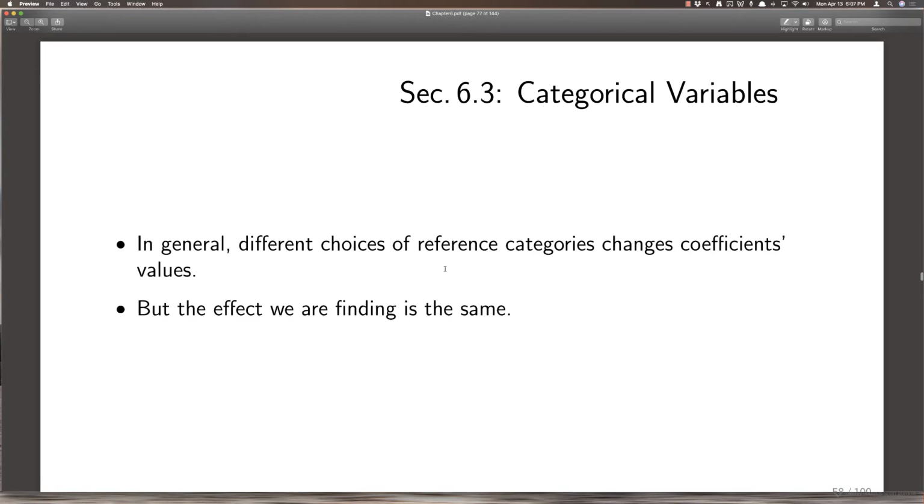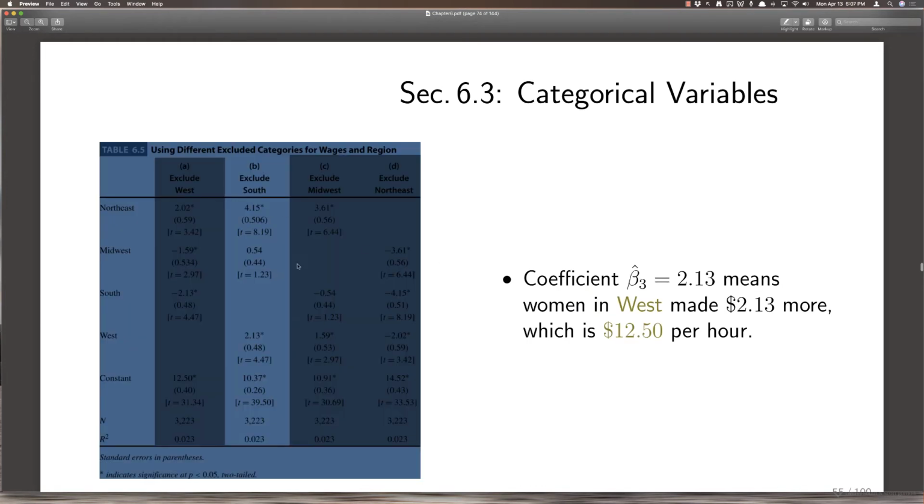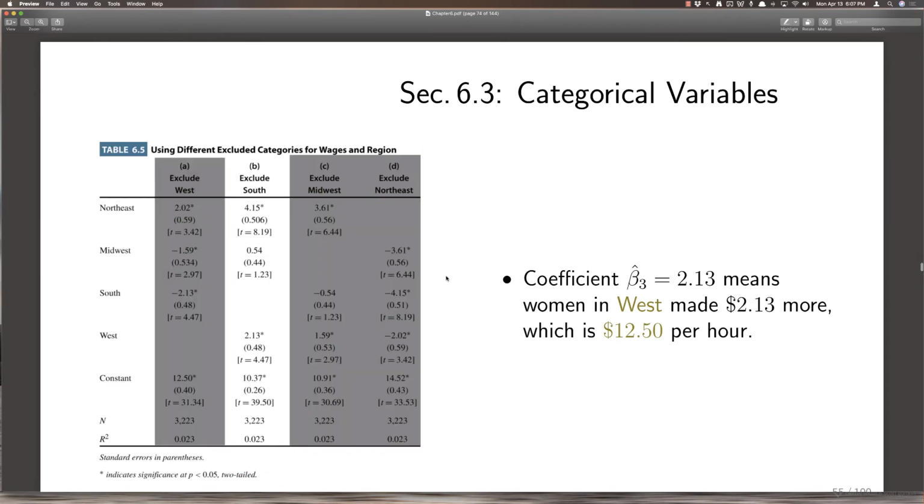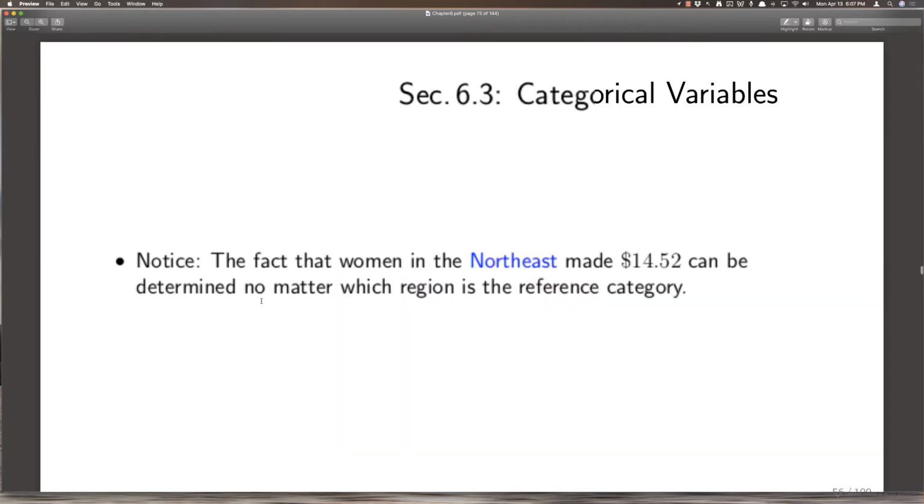It would be a big mistake to say, let's take this one for example, this middle column B, and say the effect of being in the Northeast is a $4.15 higher wage. You have to say it's 4.15 higher than the South. You have to include the excluded category in the interpretation.